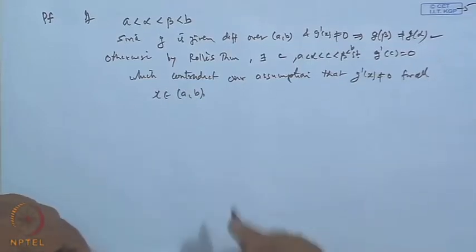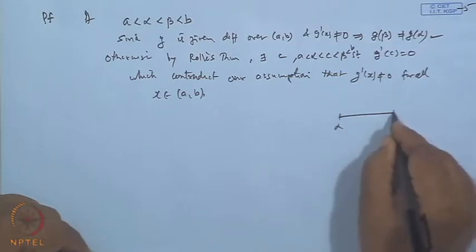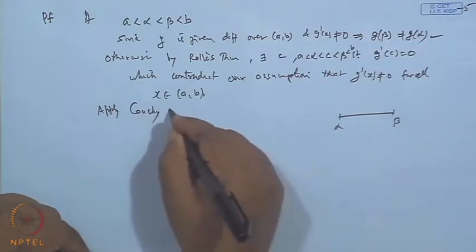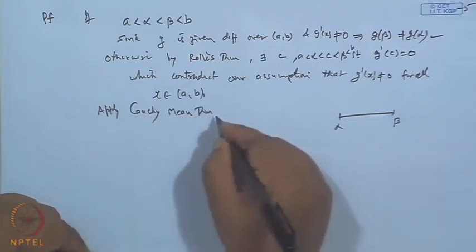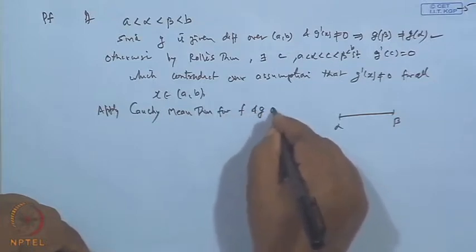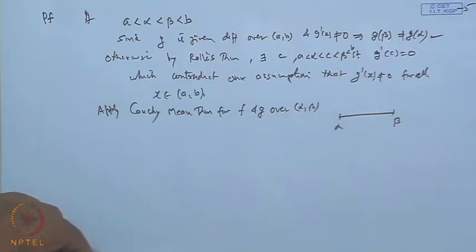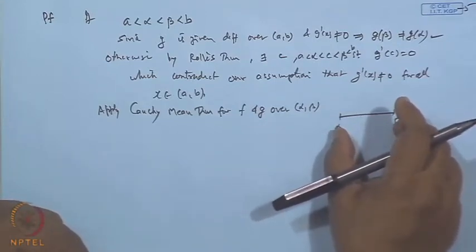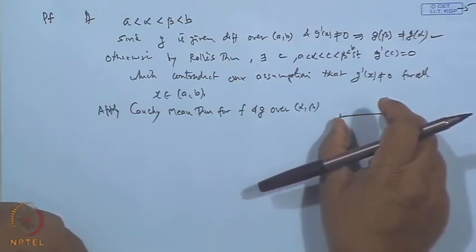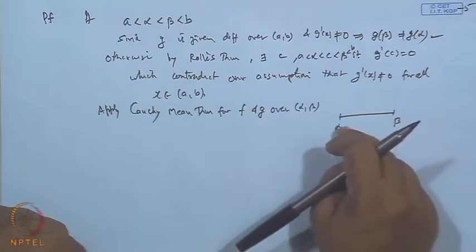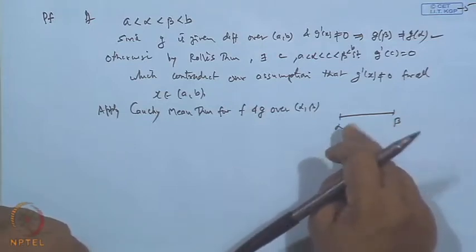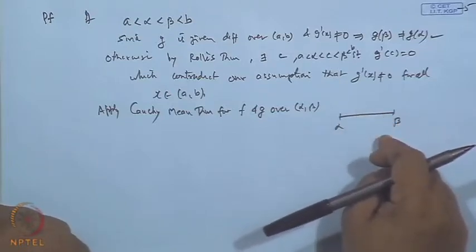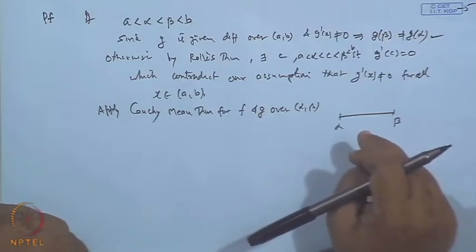Okay? Now, take the interval alpha beta, apply the Cauchy mean value theorem for the functions f and g over the interval alpha beta. So, what the mean value theorem says, if f and g both are continuous over the closed interval alpha beta, differentiable on the open interval alpha beta, then f of beta minus f alpha divided by g beta minus g alpha is the value of f prime u divided by g prime u for some u lying between alpha and beta.